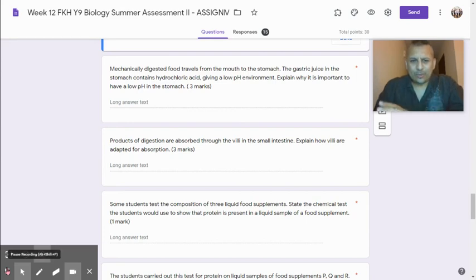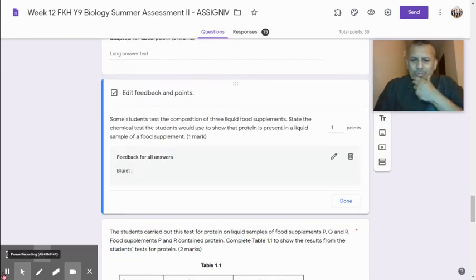Villi are adapted for absorption. The most common answer for this was a large surface area, but you can also talk about the fact that it's got lacteals on the inside as well, good blood supply, very thin walled. You've got microvilli as well that actually increase the surface area even further. The test to show that proteins are present in a liquid is the Biuret test.